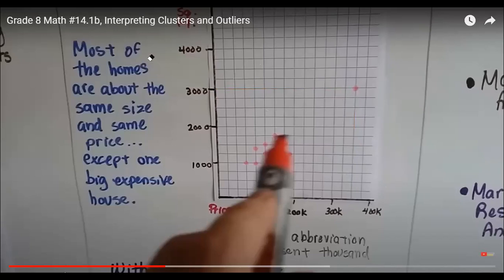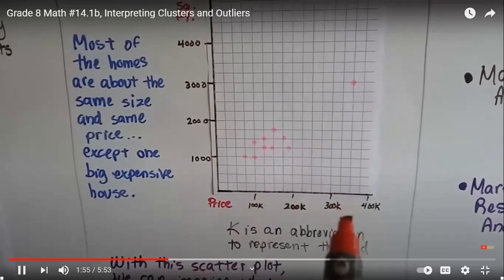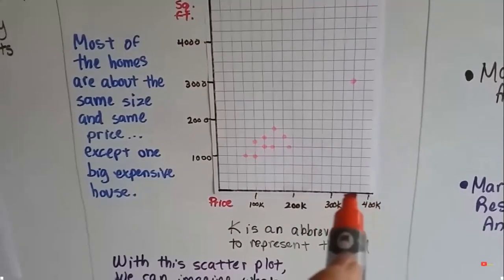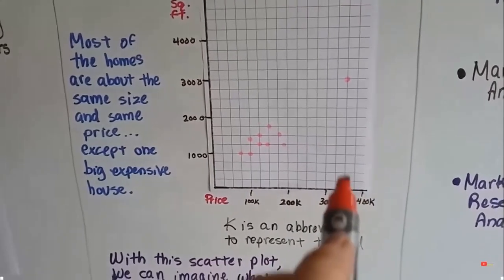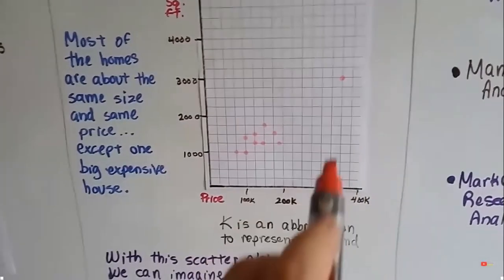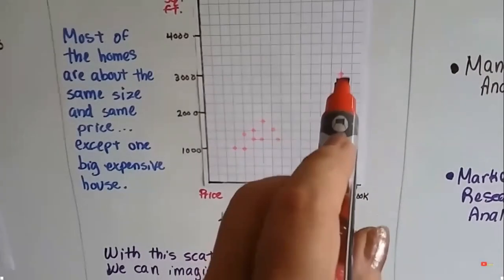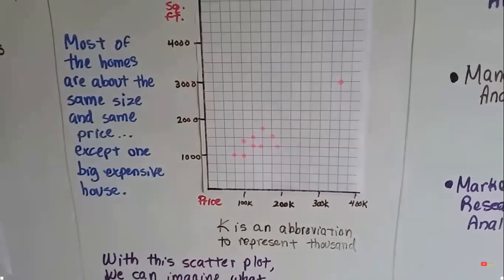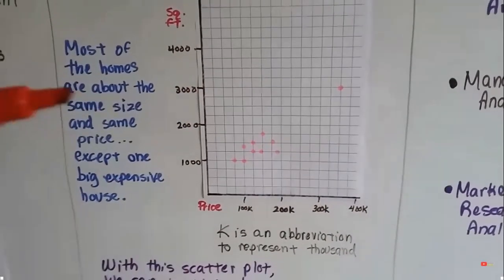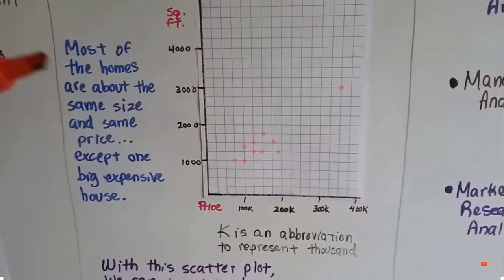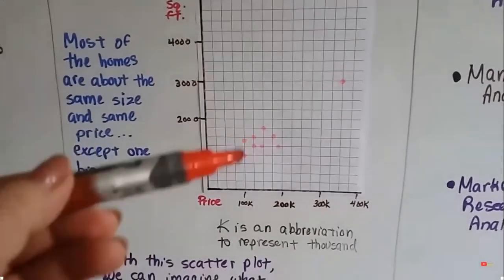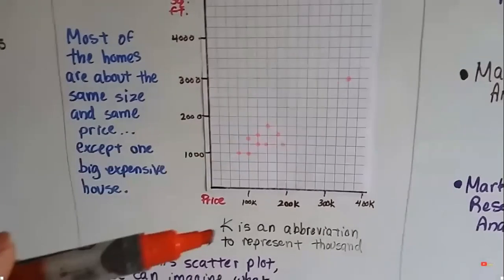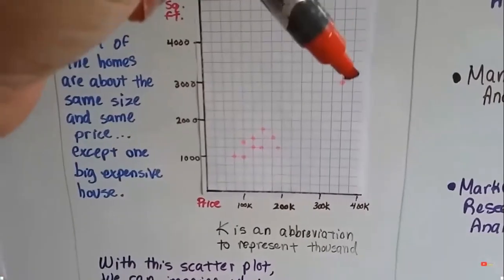Let's continue. For the house, we can look over here, and here's 300 and 400, so right in the middle would be 350. This house has $350,000, and it's got 3,000 square feet. See that? So we can look at this graph and see that most of the homes are about the same size and price on this city block, except one big expensive house. So it's probably a mansion or something, right?